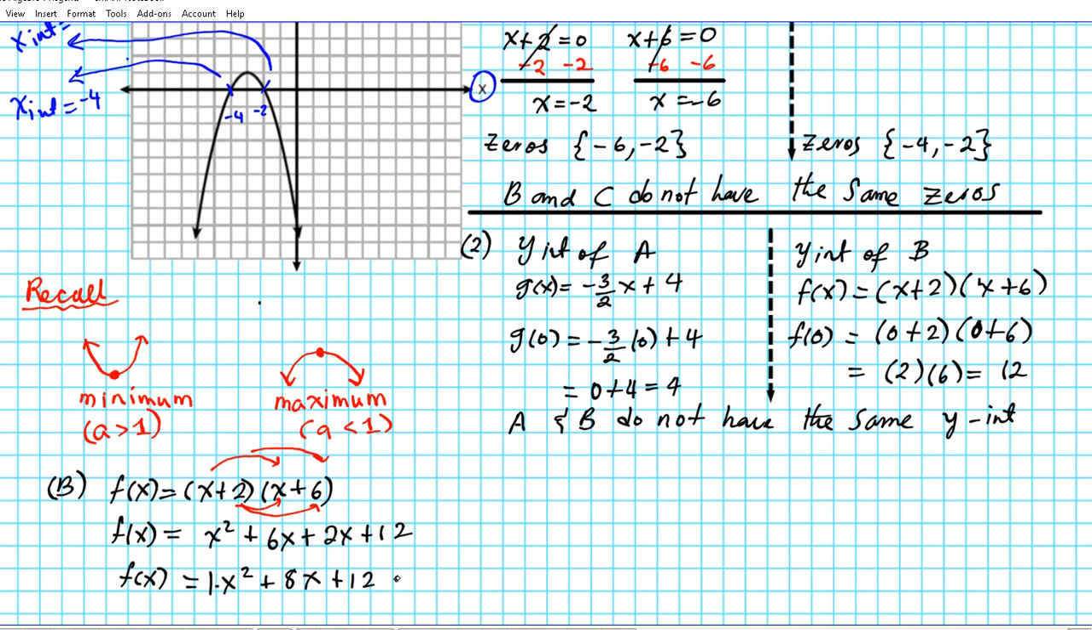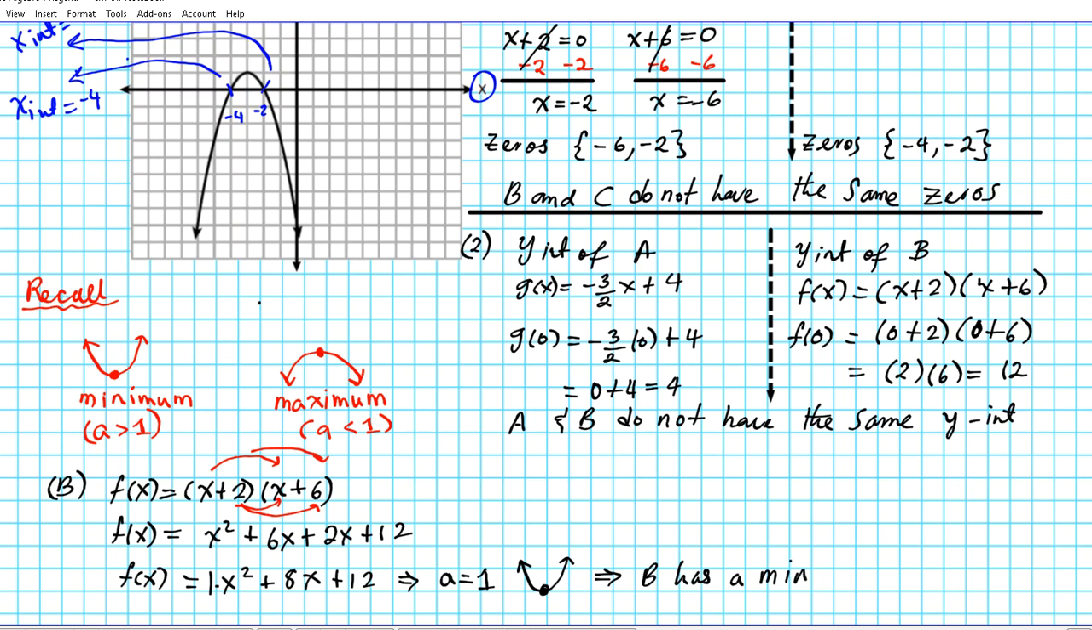Since a is equal to 1, which is positive, guess what? This is happy, like positive people. Positive people are happy most of the time. So this opens up because a is positive, which is 1. And what kind of extrema do we have here? It's a minimum. So this graph that opens up automatically tells us that B has a minimum.